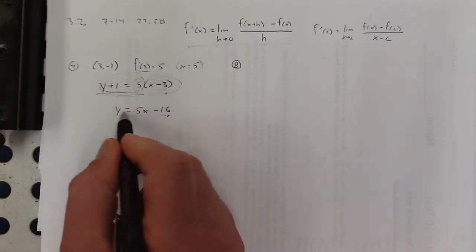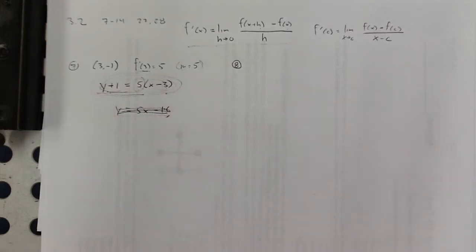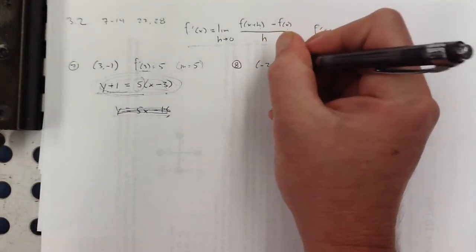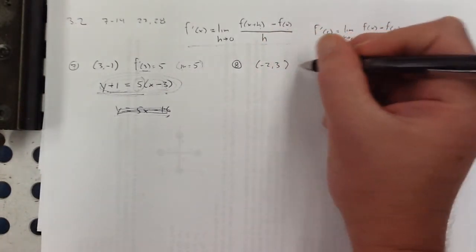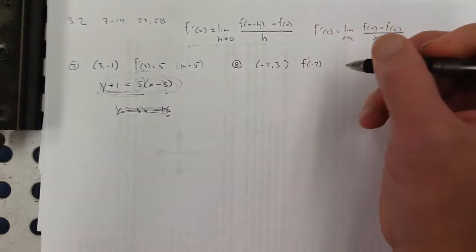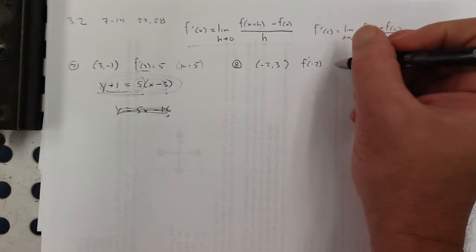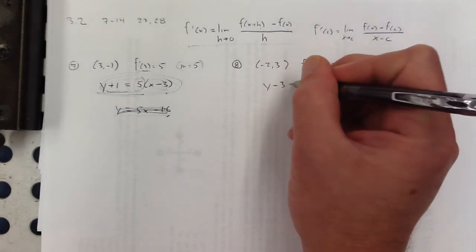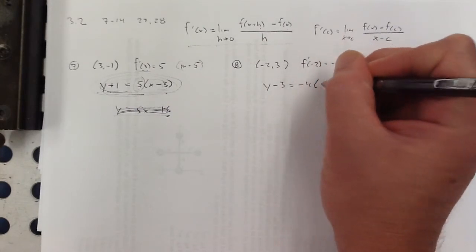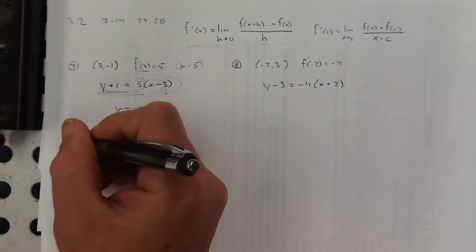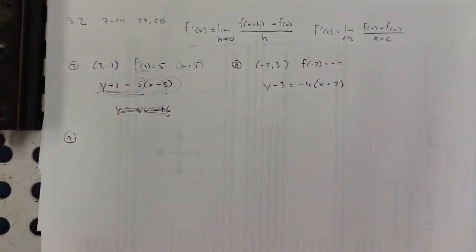It's not because we're being lazy. Okay, so 8, same thing. My point is -2, 3, and my slope, f prime of -2, is -4. So y minus y equals slope times x minus x. Boom. That is not hard to do. All right. Number 9.